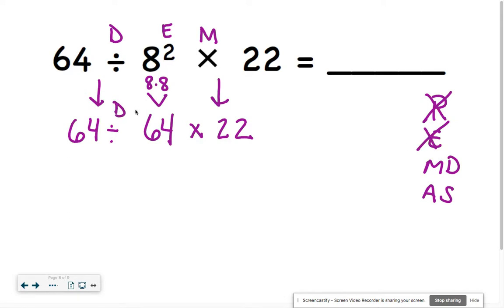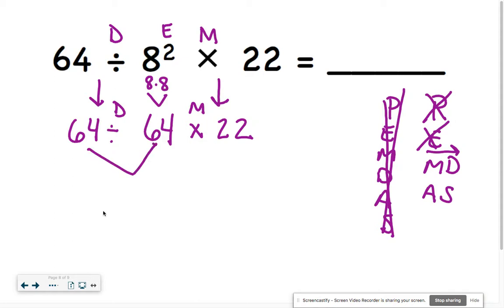I have a division sign and a multiplication sign. Now this is where a lot of people, if they had written PEMDAS in this order, would have done the multiplication next. But really what we need to remember is that multiplication and division are done from left to right, whichever one shows up first. So I don't like writing it this way. Now, our division shows up first, so we need to do the division first.